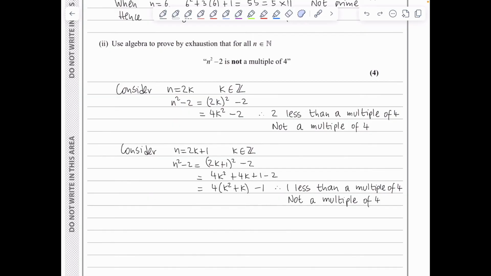So this way I have conducted an exhaustive search because I have divided all the integers into even and odd, and therefore the only thing missing is an overall conclusion that for all n in the naturals, n squared minus 2 is not a multiple of 4.